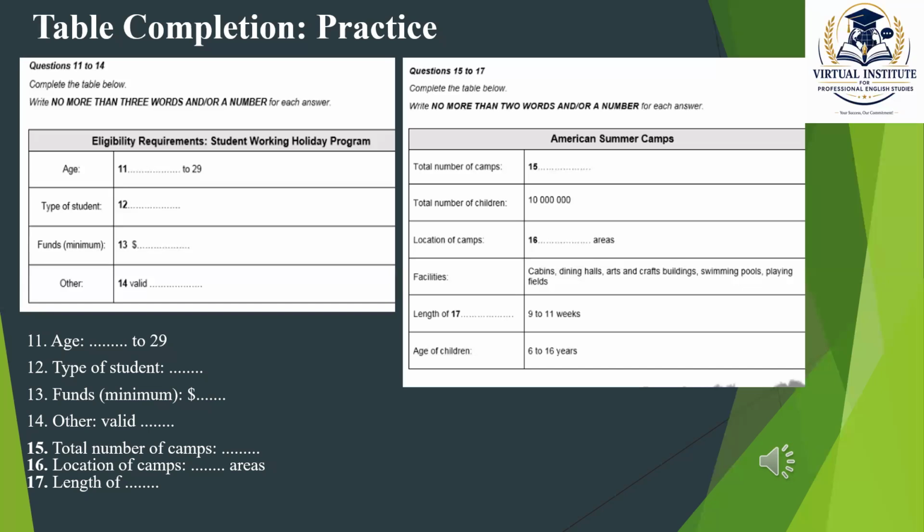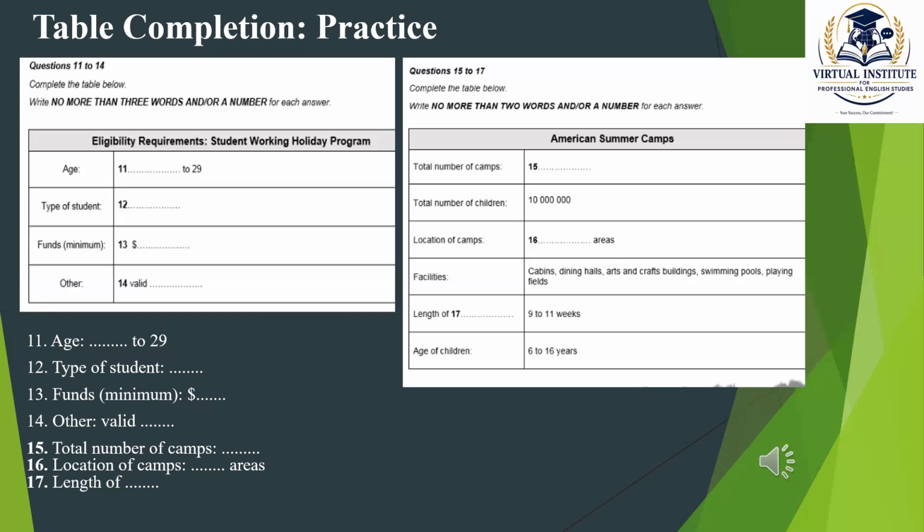Summer camps have plenty of facilities too. There are cabins and dining halls, of course, and for creative pursuits there are arts and crafts buildings. And then there are the swimming pools and playing fields. Everything you could possibly want, basically. The camp season usually lasts between 9 and 11 weeks, and the campers are usually aged from 6 to 16 years. Each camp has its own philosophy, organisation, and purpose, but I think they all share a common goal, and that is.